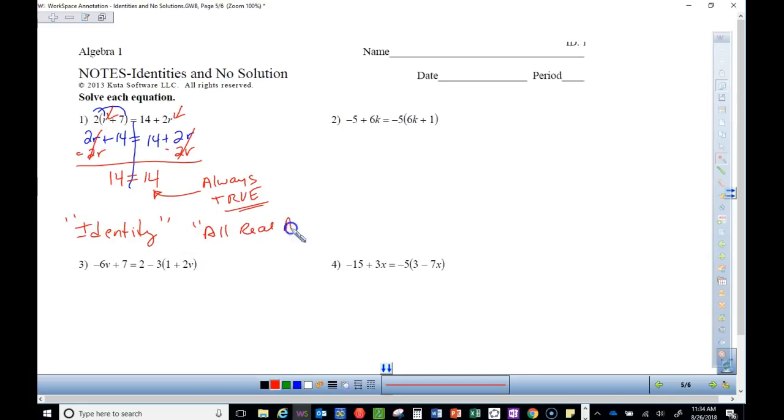real numbers, and sometimes you'll call it infinitely many solutions. So there's lots of things this can be called. It's called an identity because they're identical, 14 and 14. It's called all real numbers because any number would work for r, would make the equation true. And we can also say that it has infinitely many solutions.